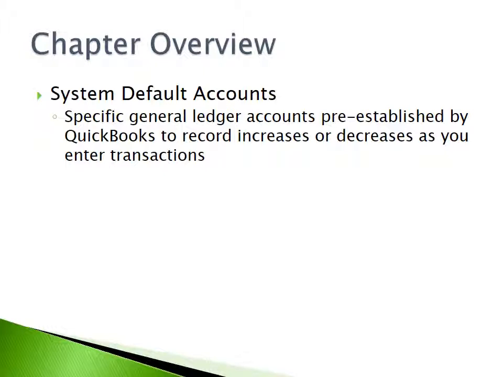QuickBooks establishes specific general ledger accounts in each activity window to process transactions expeditiously and organize data for processing. As you enter transactions, QuickBooks automatically increases or decreases certain account balances depending on the nature of the transaction.